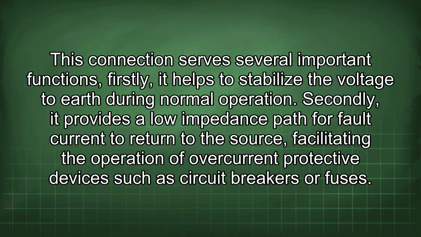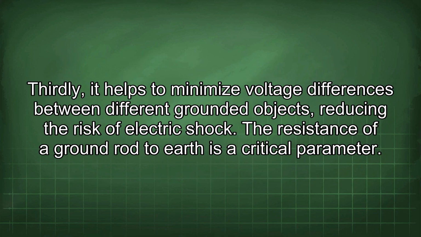Secondly, it provides a low impedance path for fault current to return to the source, facilitating the operation of overcurrent protective devices such as circuit breakers or fuses. Thirdly, it helps to minimize voltage differences between different grounded objects, reducing the risk of electric shock. The resistance of a ground rod to earth is a critical parameter.